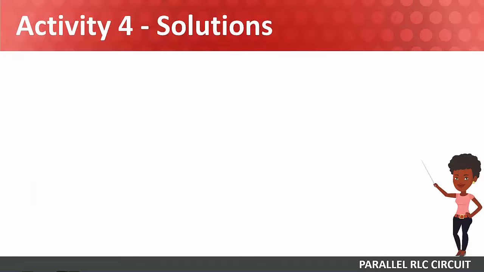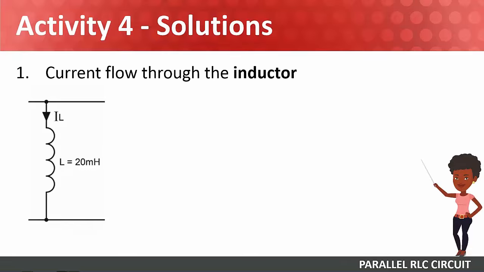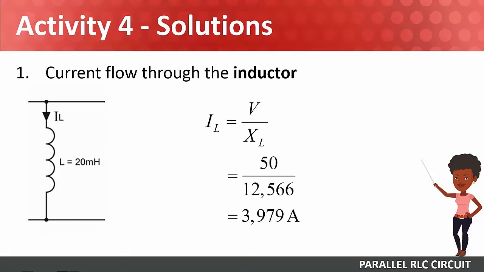Let's now calculate IL, the current flowing through the inductor. For this calculation, we still use Ohm's law, but instead of resistance, we use the inductive reactance, XL, which we calculated earlier. Inductive reactance is basically the resistance through the inductor. So, IL is equal to V over XL, which is equal to 50 volts divided by 12,566 ohms. Your answer should therefore be 3,979 amps.